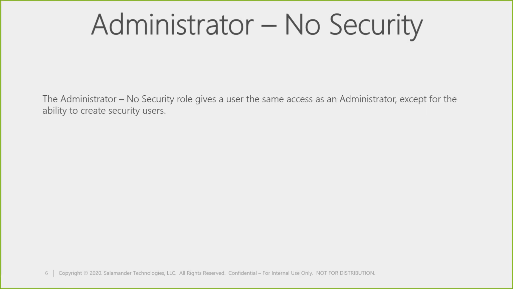The next role is administrator no security. So this is the second highest role within SalamanderLive. What this role does is it gives the user the same access as administrator, except that it restricts the user from being able to add security users and edit their permission. So creating that security profile, this role does not allow them to do that.